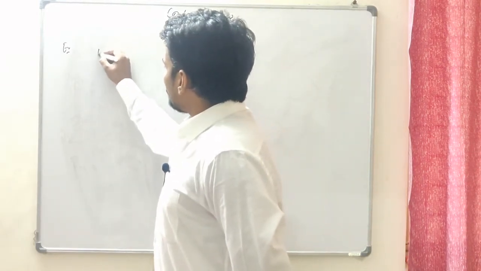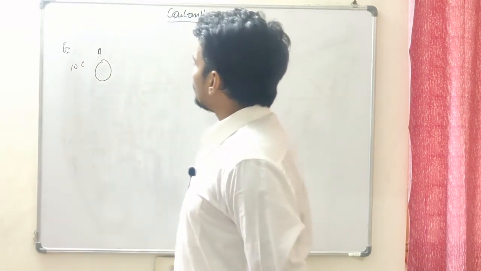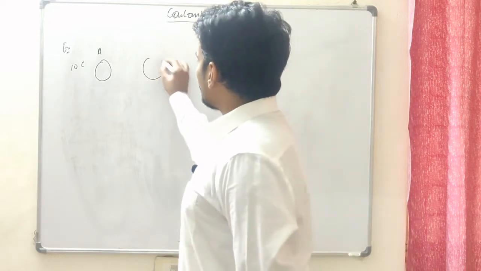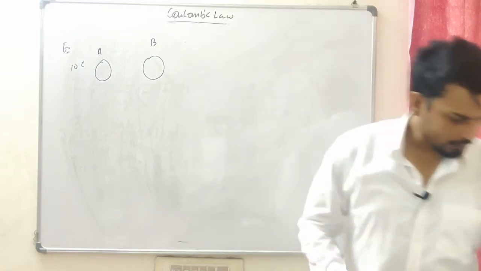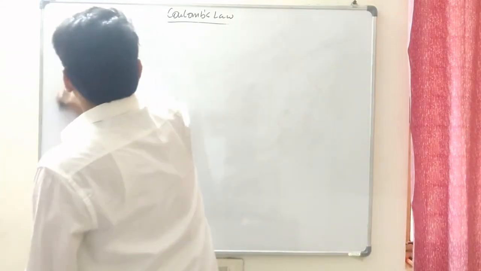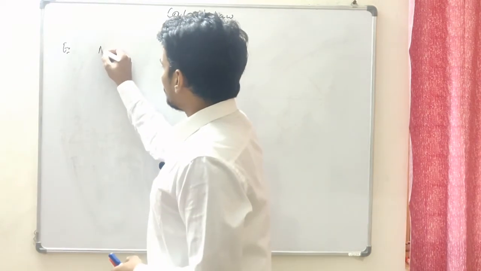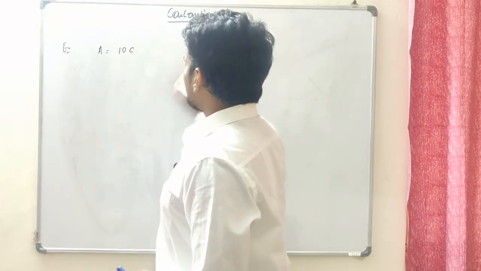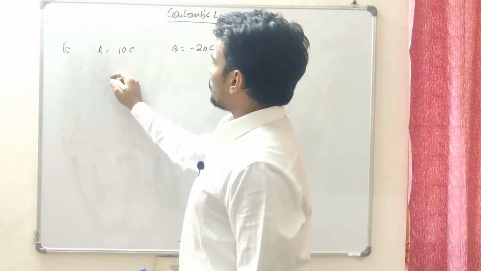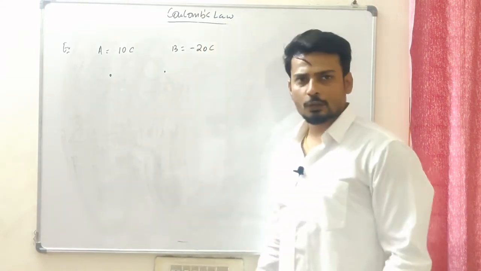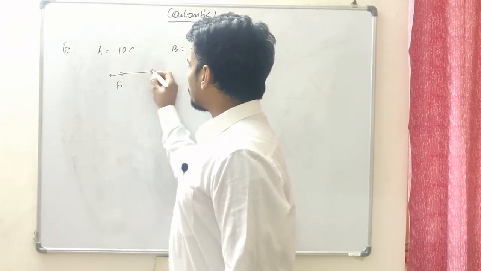Okay, let's say I have a body A which has, let's say, 10 coulomb of charge, and another body, let's say B. I have two spherical charges, A which has 10 coulomb of charge, and B which has negative 20 coulomb of charge. What happened? There would be a force of attraction between these two bodies, right? So let's say that is the force of attraction between these two bodies, F1.